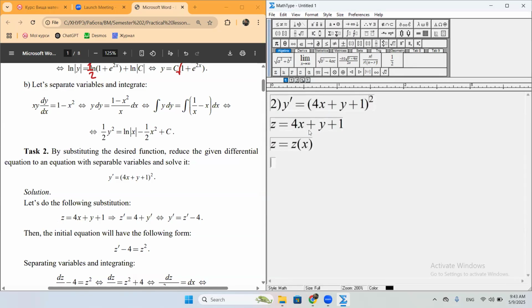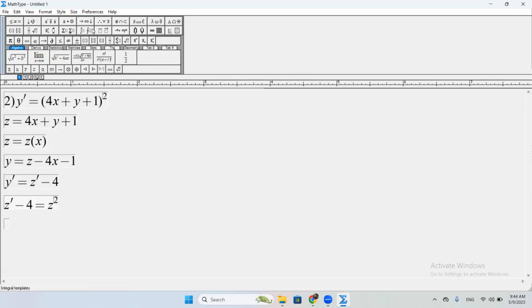So how to express y from this formula? y equals z minus 4x minus 1. Then y prime will be equal to z prime minus 4. So we have everything for substitution. So let's rewrite our equation. It will be the following: z prime minus 4 equals z squared. We received an equation with separable variables.